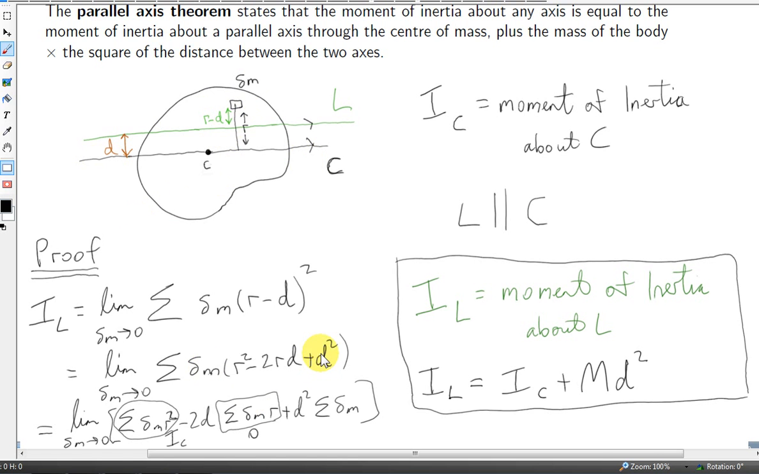And finally, we have delta m times d squared, and we want to take that sum, but d squared is just a constant. It's just the distance between the two axes, so we can pull that out and just sum all the mass elements. But the sum of all the mass elements is just the total mass of the object, which is m. So that's the proof of our result: I_L equals I_C plus m d squared.